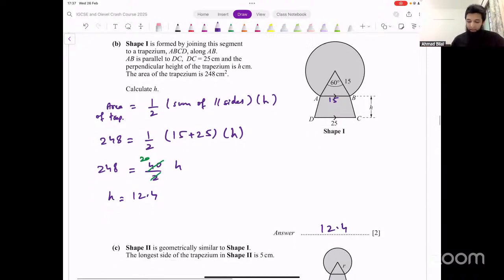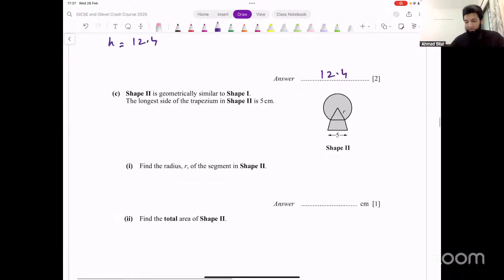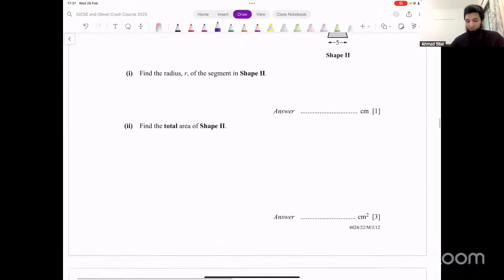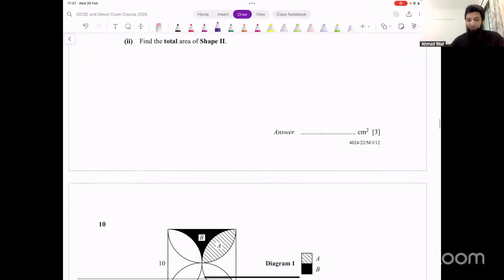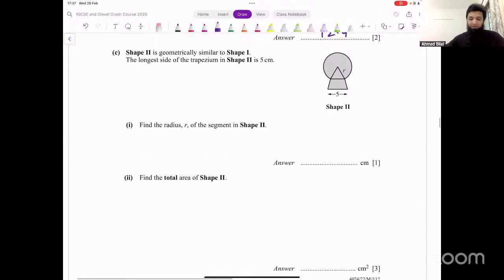Now, this is another thing that they do sometimes, that they use the similarity concepts here as well. We will talk about this in the next class as well. What happens when you have similar figures?